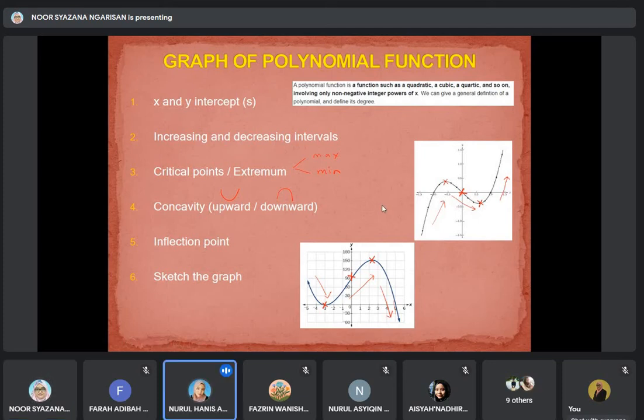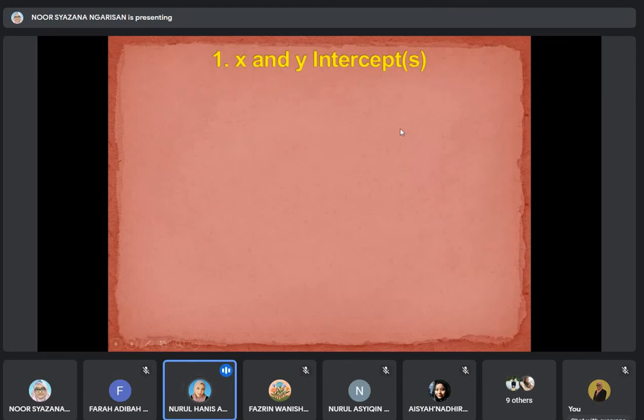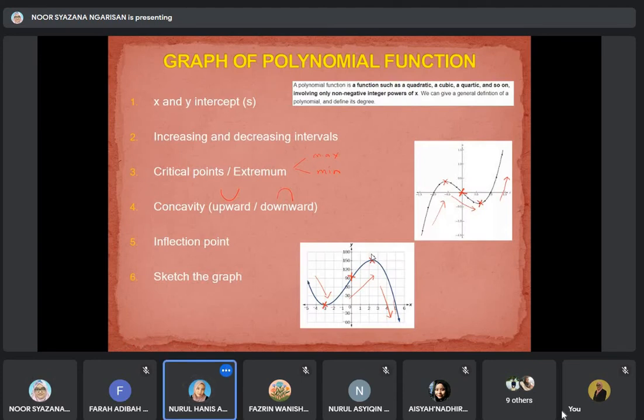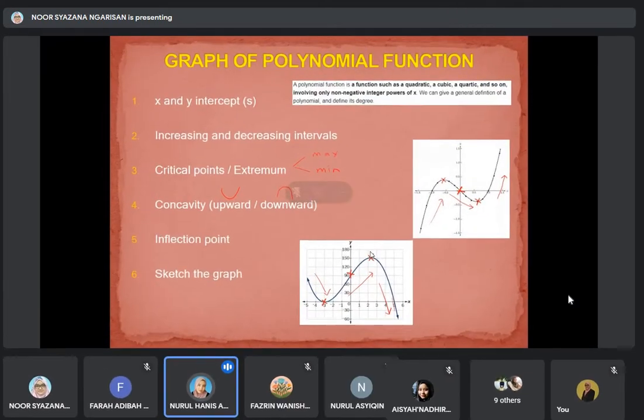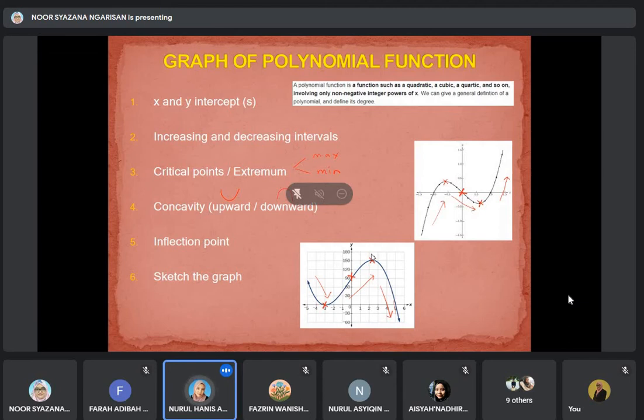Soalan? Madam, can I ask one question? Yes. The term inflection point is actually very rare for me because before this I was not exposed to this kind of term. Is it possible for every kind of graph to have an inflection point? No, only for polynomial function graphs. Untuk graph polynomial function sahaja. Bukannya semua jenis graph. Oh, okay.